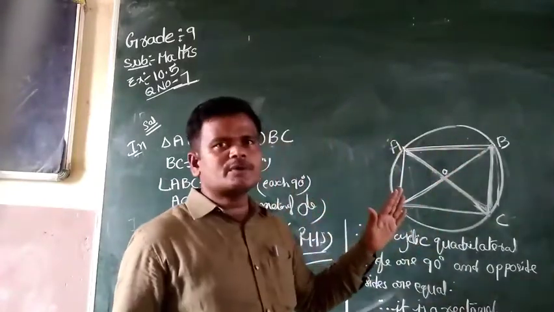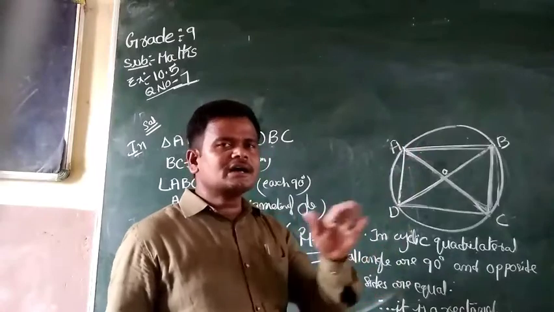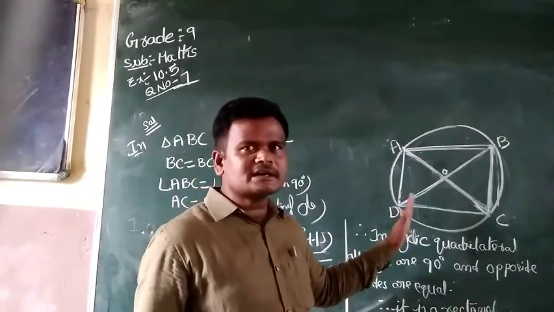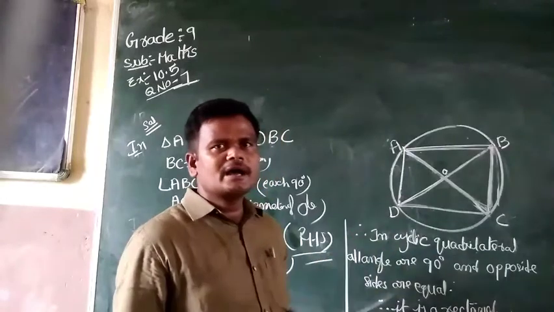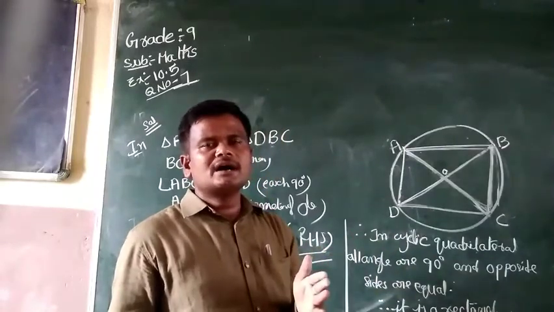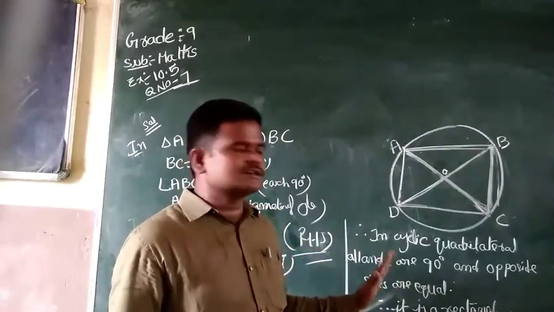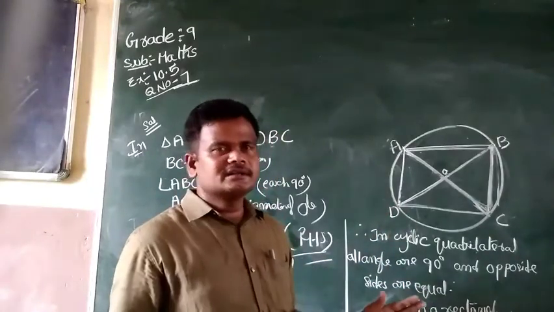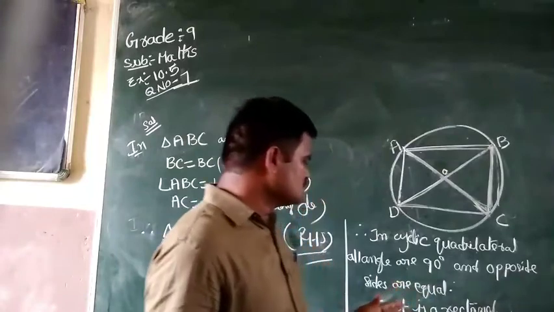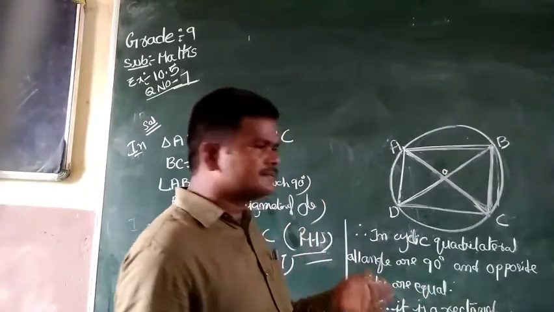These two pairs of opposite sides are equal, and also all angles are 90 degrees. So in a quadrilateral, opposite sides are equal and all angles are 90 degrees. Then it is a rectangle. Therefore it is a rectangle.